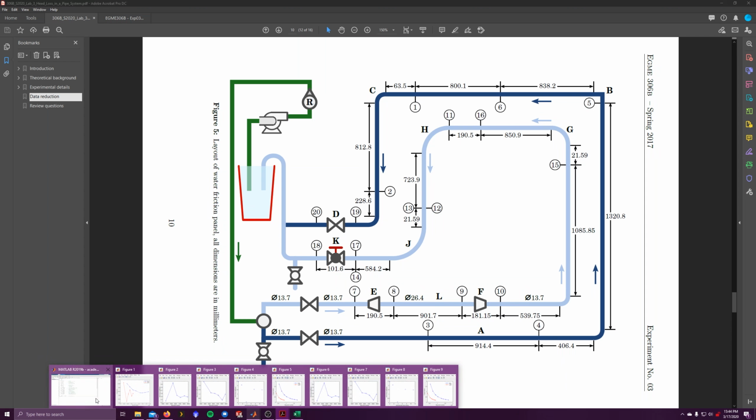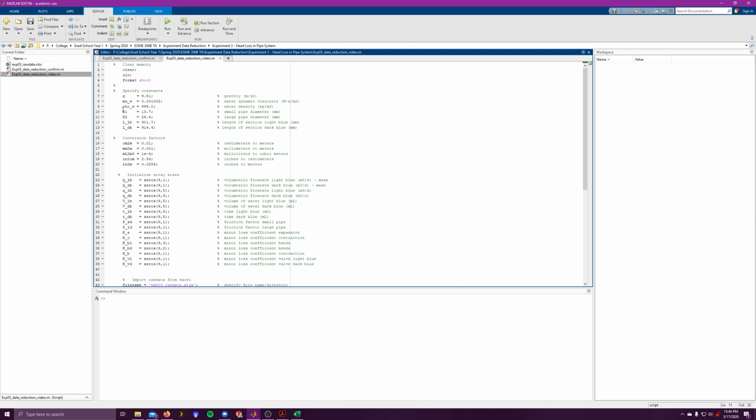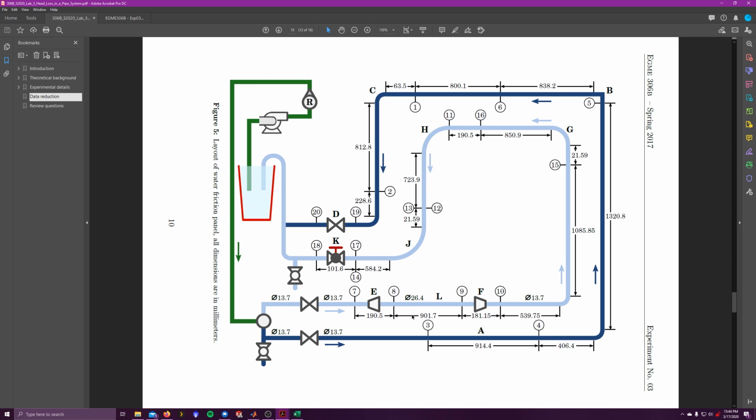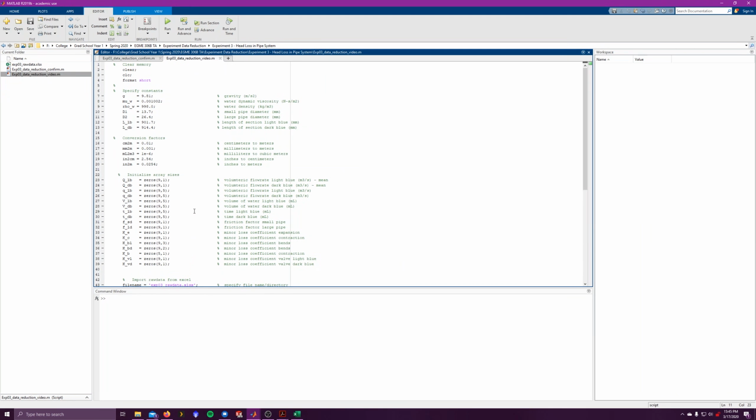Let's go to MATLAB. So if we look right here for D1 and D2, D1 was the dark blue pipe, and we have 13.7 for the diameter. And then D2 was the light blue pipe with 26.4 for the diameter. Okay, so you can pause the video here or take a screenshot so you can type all of this out. I'm starting out the script.